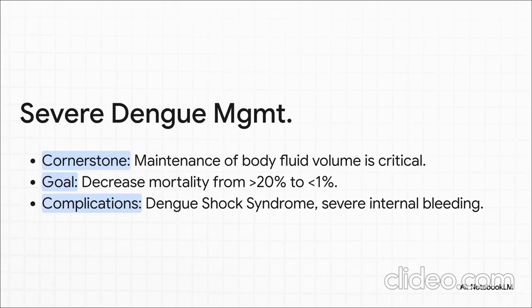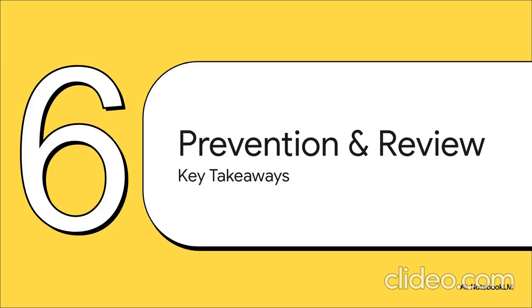The whole goal of this aggressive fluid management is to prevent those two major complications we talked about, dengue shock syndrome and severe internal bleeding. Okay, we've pretty much covered the disease from A to Z, from cause to care. Let's wrap things up by looking at prevention, and then we'll pull everything together into a final high-yield review.